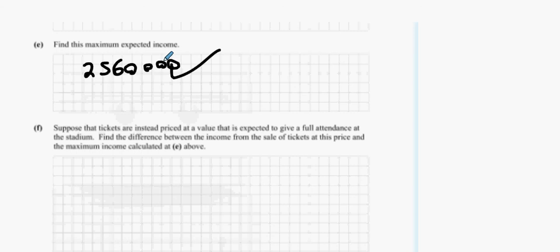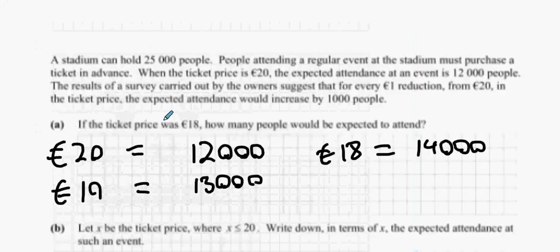Alright. Now, here's the question. Suppose that the tickets are priced instead at a value that is expected to give full attendance at the stadium. Find the difference between the income from the sale of the tickets at this price and the maximum income calculated above. So would everybody agree that the maximum income is this much here? 256,000. Alright, what's a full stadium? 25,000.